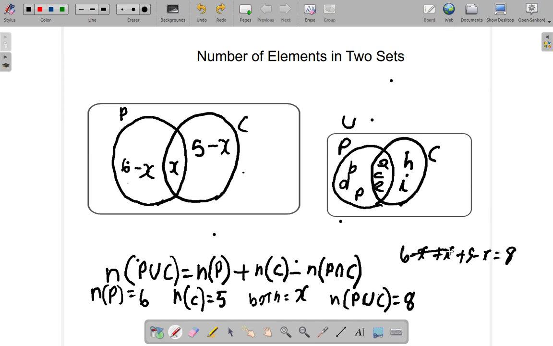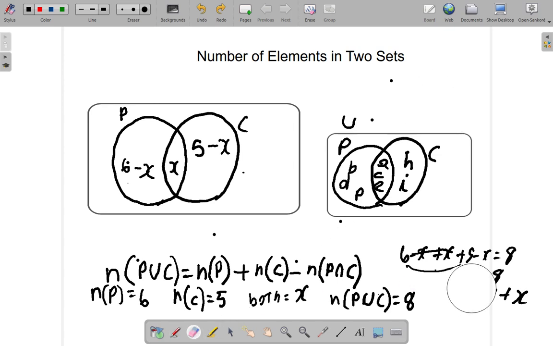So negative X plus X, this is gone. Negative X plus X is 0. 6 and 5 is 11, so this 6 and this 5 is 11, minus X is equal to 8. 11 minus what gives you 8? Or if you want, you could add X to both sides and subtract 8 from both sides. So 11 is equal to 8 plus X, because negative X plus itself is 0.